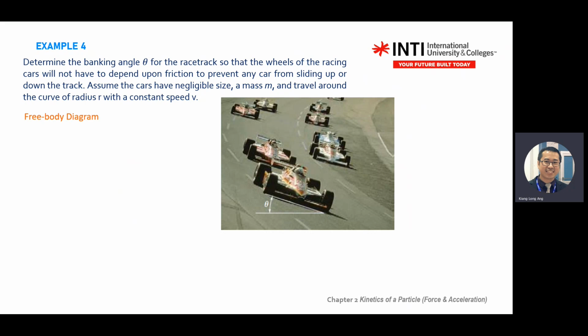Okay. So assume the car, you ignore the size, has mass m, and travels around a curve of radius r with a constant speed v. How do you start this question? You only look at this question. Is this question a linear case, rectilinear motion, or curvature motion? Curvature motion. Why? They tell you the racetrack has a certain angle. You know racetrack. You know what I mean by racetrack?